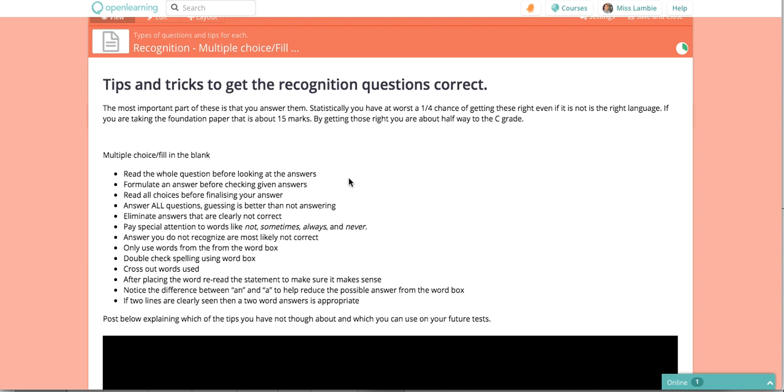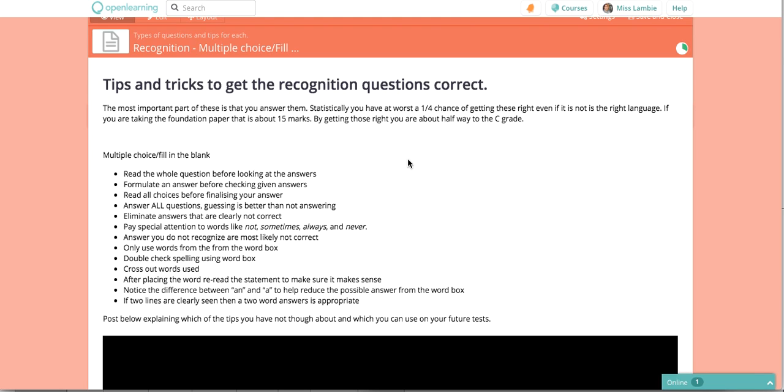It's important to pay attention to special words like not, sometimes, always, and never. If you have a question with not, make sure that you're looking for the answer that is not there. If it has something like sometimes in it, what you're going to need to see is, does this situation ever happen? Well, if it has always and never, it's important to make sure that it is 100% yes or 100% no, or else you cannot use these words.